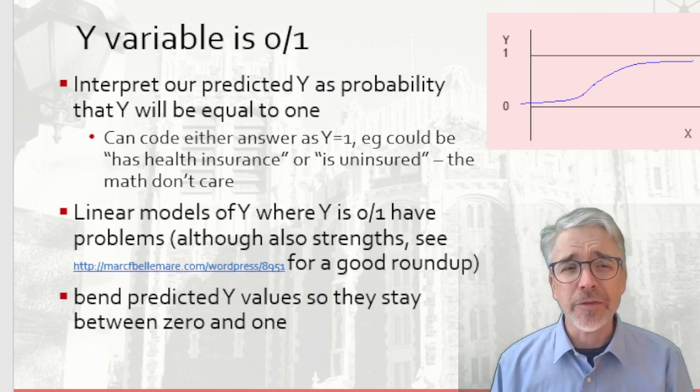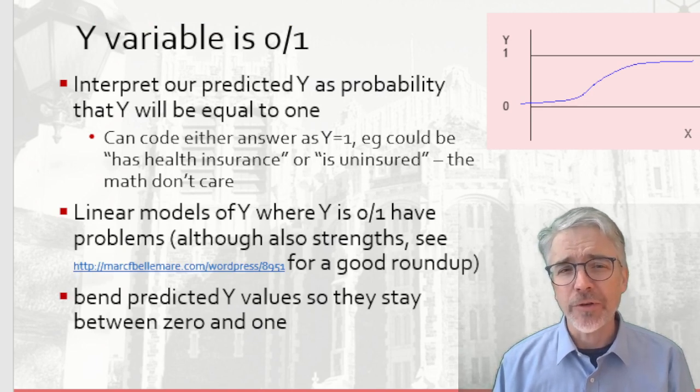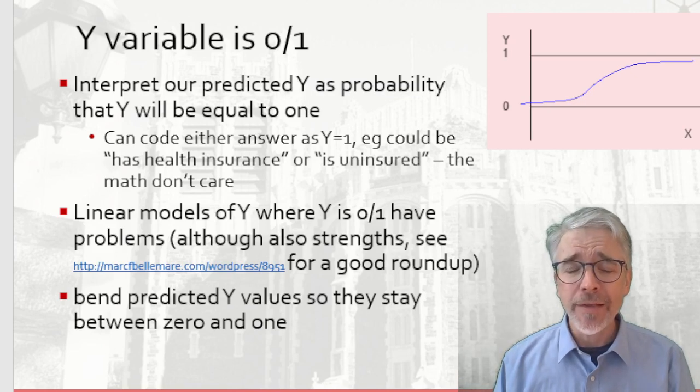Now, one modeling strategy would just use OLS. Ignore the fact that it's going to predict values of y which might be greater than 1 or less than 0. And that's actually not a crazy idea. The basic linear model has lots of strengths. Mark Bellamy gives a good roundup. I put the link there. But there are other options as well. As so often the case, it's a trade-off.